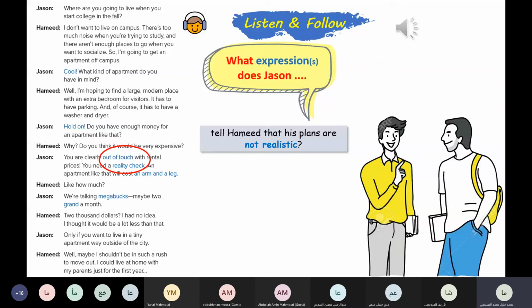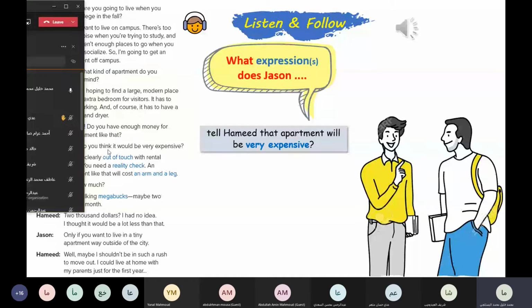Good. Now, what expressions does Jason use to tell Hamid that the apartment will be very expensive? Here we have two expressions which mean that the apartment will be expensive. Uday? We are talking megabucks, maybe 2 grand a month. Good. Megabucks and an arm and a leg.